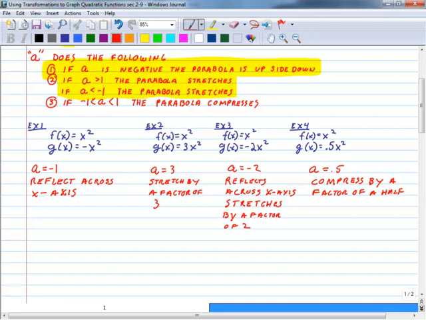So what we talk about with the a values, remember that if it's negative, it flips the parabola upside down. If a is greater than 1 or less than -1, the graph is stretching. If a is between -1 and 1, it's compressing it compared to the parent function. And these are all comparisons to the parent function.